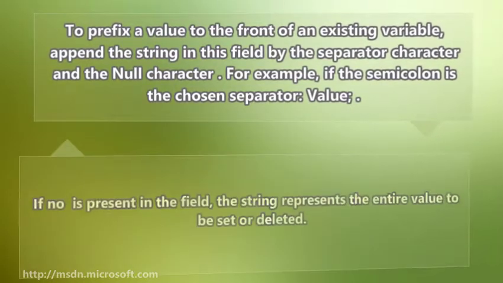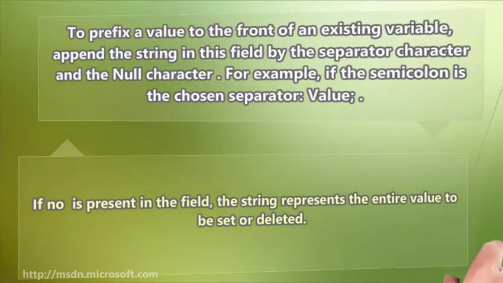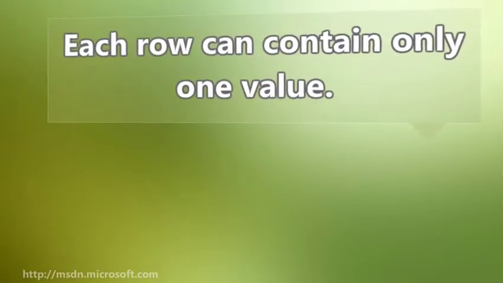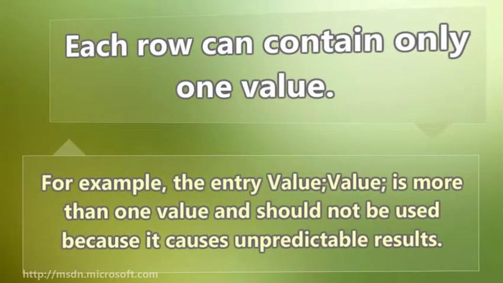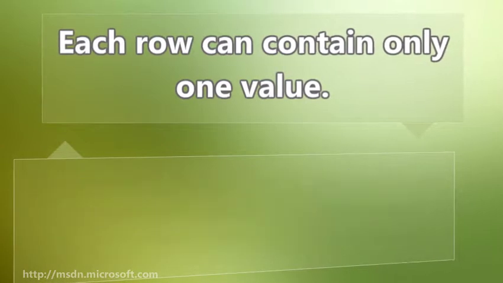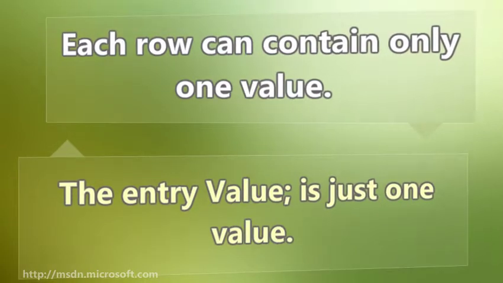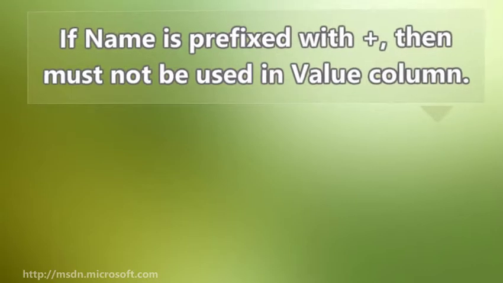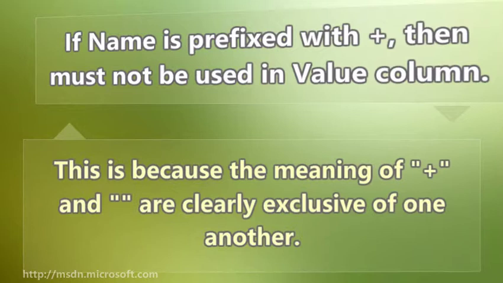If no null character is present in the field, the string represents the entire value to be set or deleted. Each row can contain only one value. For example, the entry value is more than one value and should not be used because it causes unpredictable results. The entry value is just one value. If name is prefixed with plus, then the separator must not be used in the value column. This is because the meaning of plus and the separator are clearly exclusive of one another.